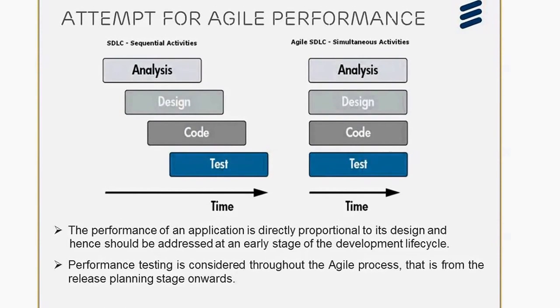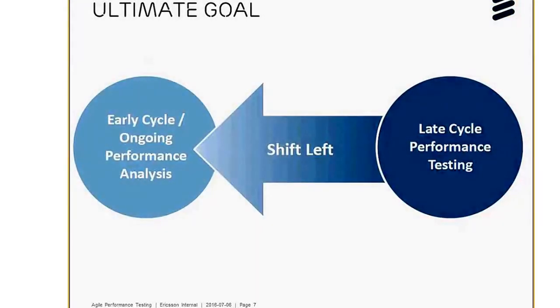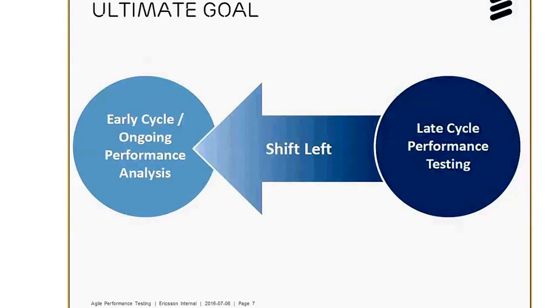So how do we do this? Because ultimately the main objective for doing all this is that rather than doing a late cycle of performance testing, we want to shift left, that is, towards the analysis and design phase, start capturing the performance metrics from those phases itself, and start creating a product or an application which is high performing. So we do an early cycle of performance analysis, or any ongoing performance analysis.